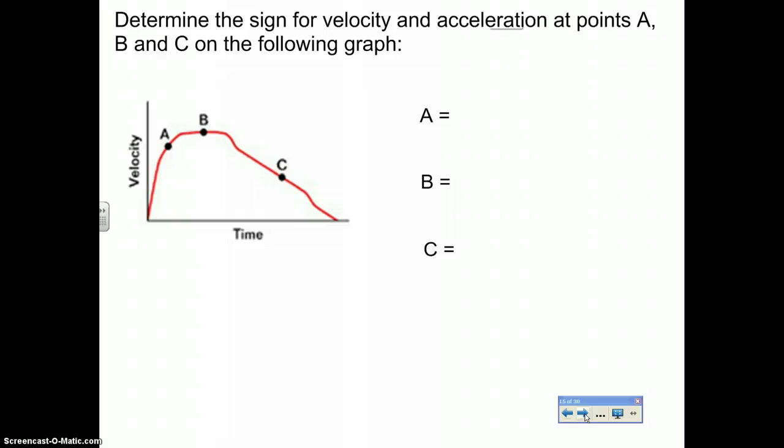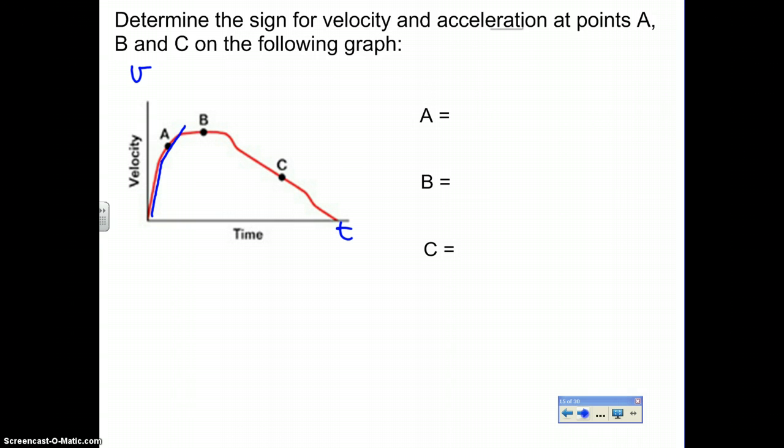So, let's take a look at this graph. This is a velocity time graph, not a position time graph. That means what we're looking at here is a graph of how fast it's moving at a certain amount of time. And as it turns out, when you have a velocity versus time graph, the slope of the graph tells you the acceleration. So here we can see that the velocity is increasing.